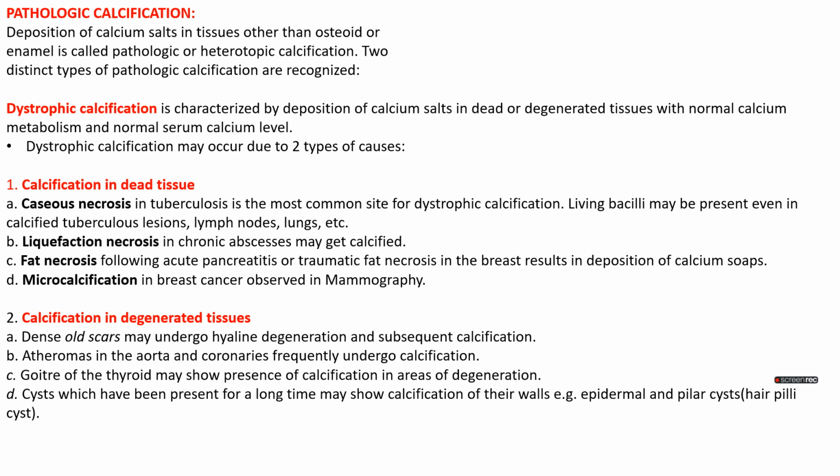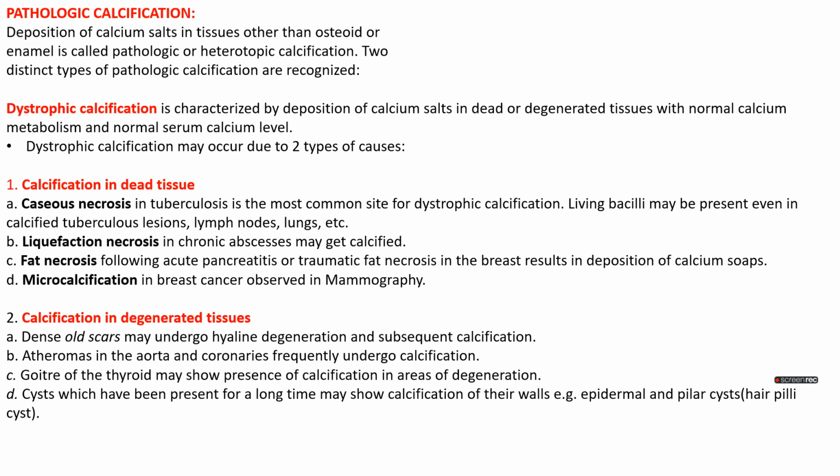I mean, it is normal. Whereas there are two types under the dystrophic calcification. The first one is the calcification in dead tissues. That means already it has undergone necrosis in such tissues.